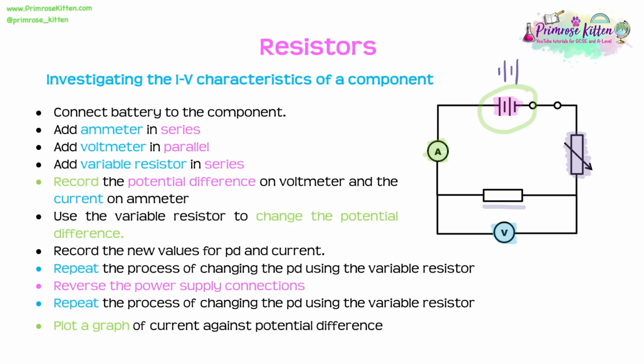So once we've repeated this several times, we're now going to get all of our data and we're going to plot a graph of current against potential difference. And that is going to give us one of these graphs that we've seen earlier where we have a relationship between current and voltage.